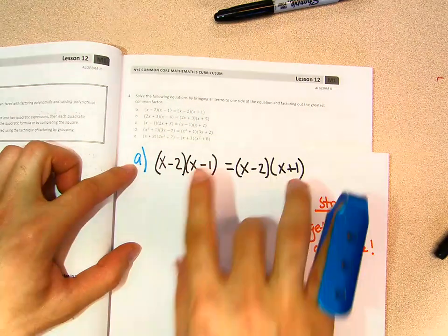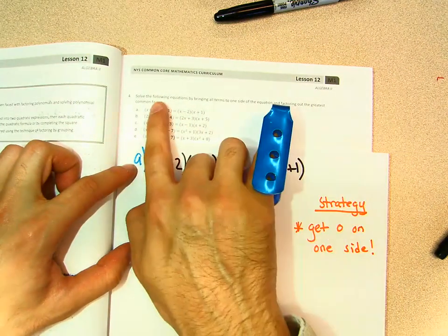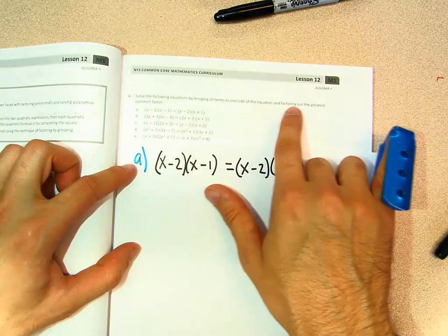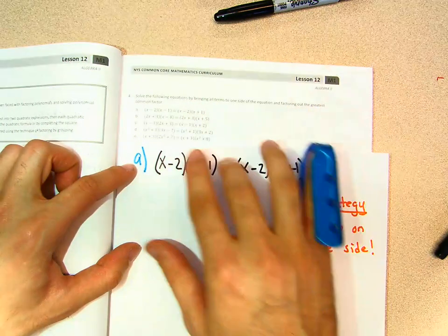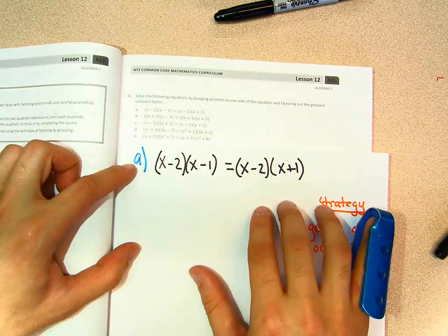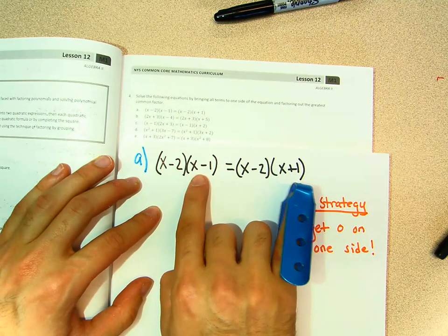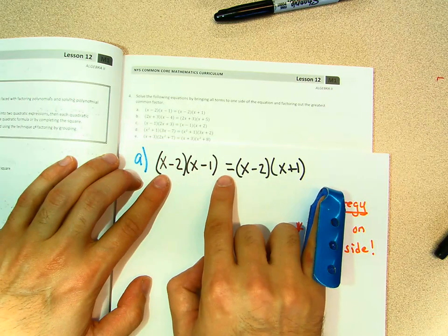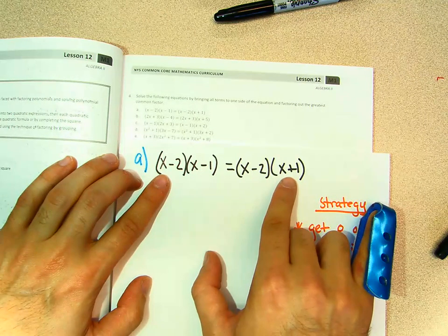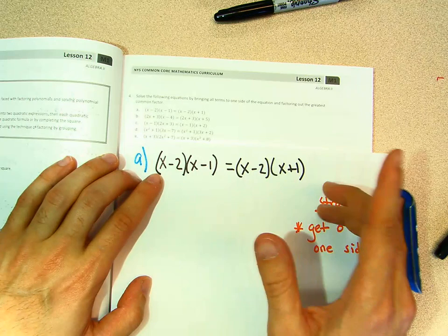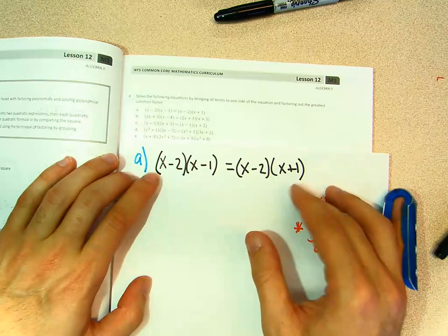These questions number 4 are very nice. So let's look at this one. It says, solve all the equations by bringing all the terms to one side of the equation and factoring out the greatest common factor. So here, if I were to say, let's look at this equation: x minus 2 times x minus 1 is equal to x minus 2 times x plus 1. And if I said, what is x equal to over here? How would I do that?